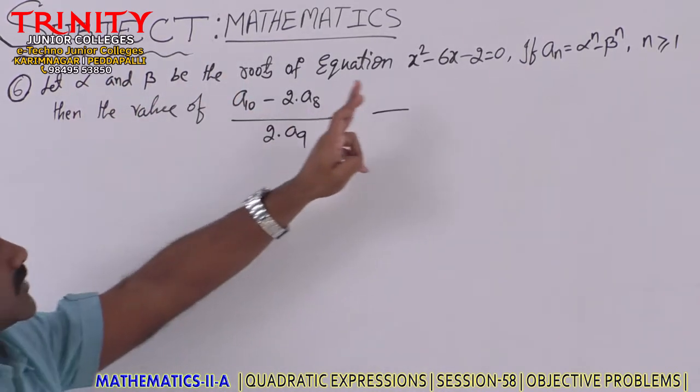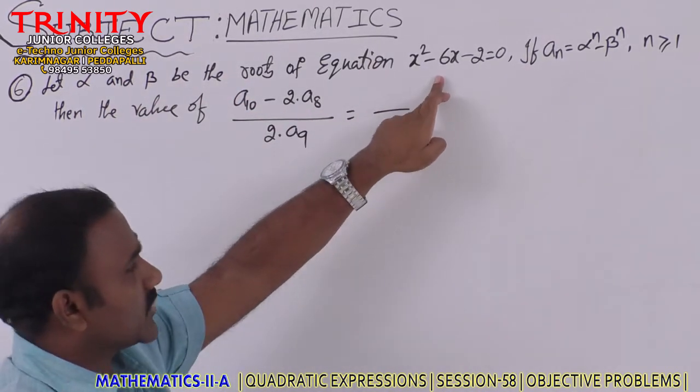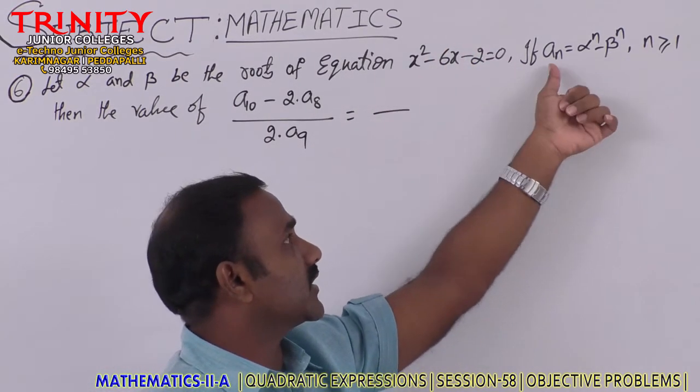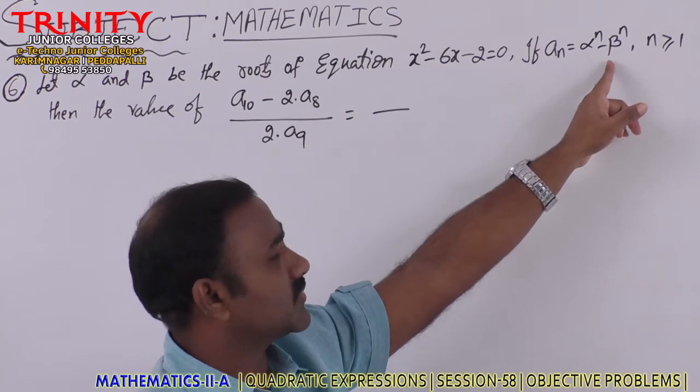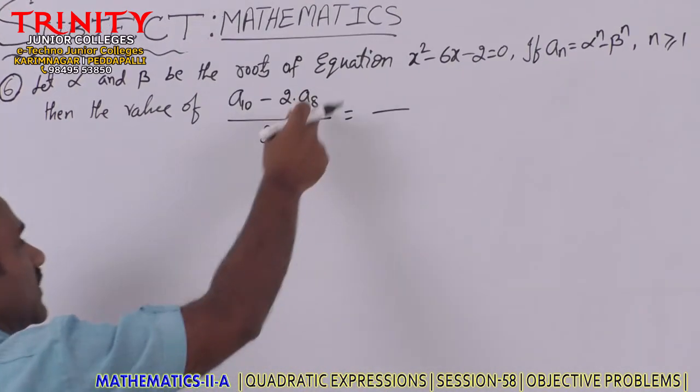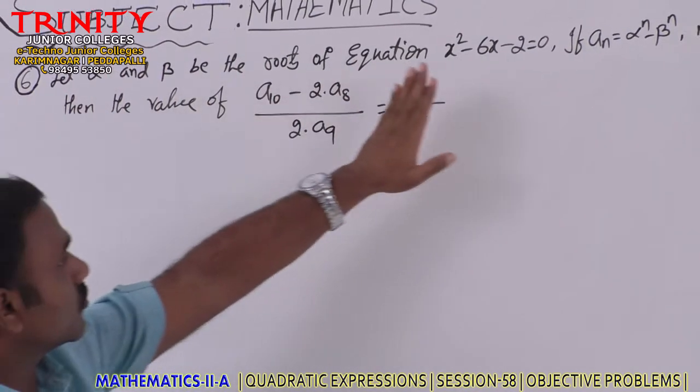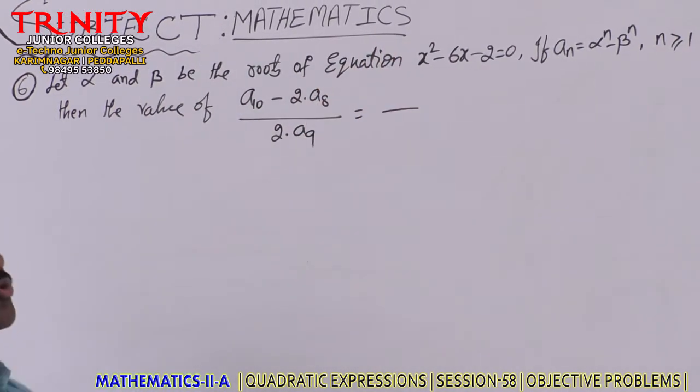Alpha, beta are the roots of this equation. By using that condition, we have to find An is equal to alpha power n minus beta power n. That is nothing but A10 is alpha power 10 minus beta power 10, and A8, A9 also we will get like that. But alpha, beta are the roots for this quadratic equation. We have to use that condition.